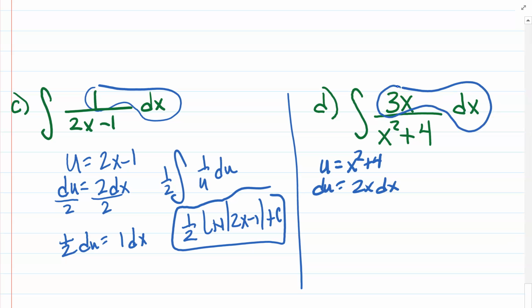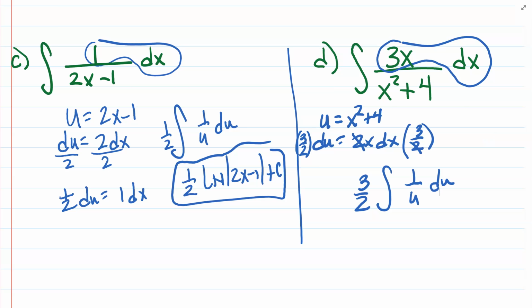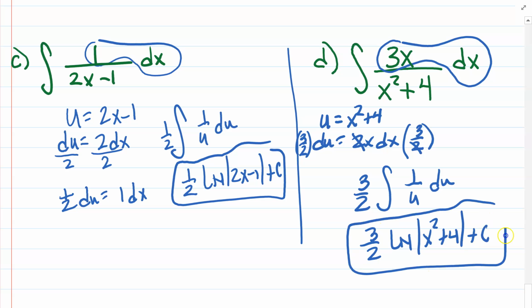So what do you got to do to make that 2 into a 3? We're going to multiply both sides by 3/2. Hopefully you see why, because the 2's cancel, and that leaves me with a 3x dx, which is what I have. So then this becomes 3/2 the integral of 1 over u du, which is kind of fun to say, which then becomes 3/2 the natural log of x squared plus 4 plus c, and life is good.